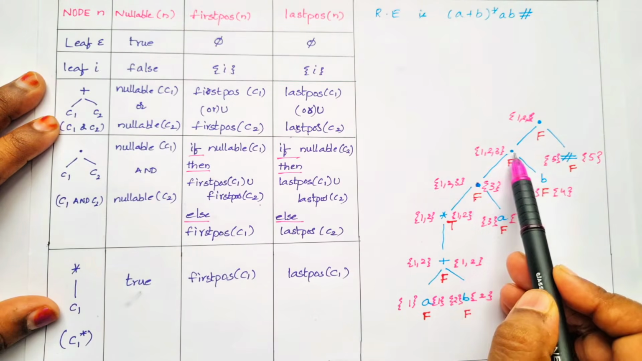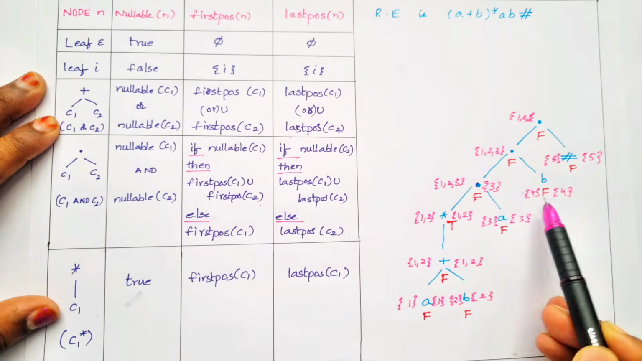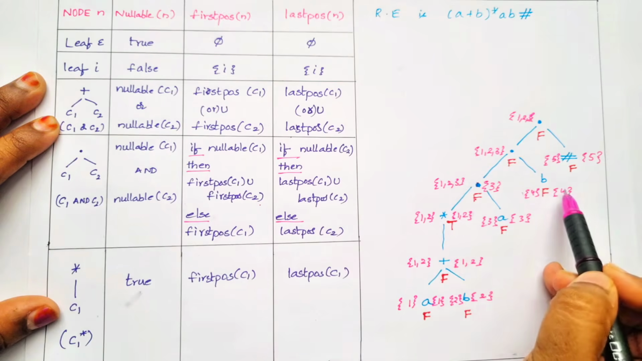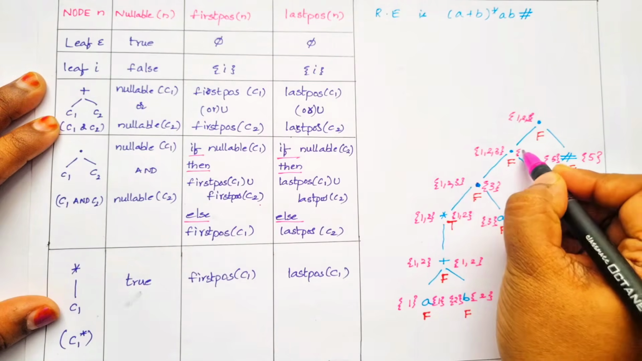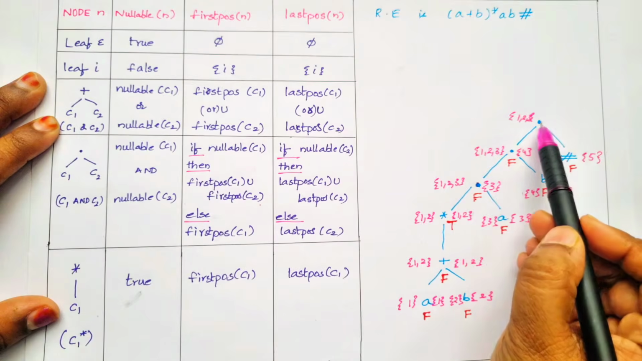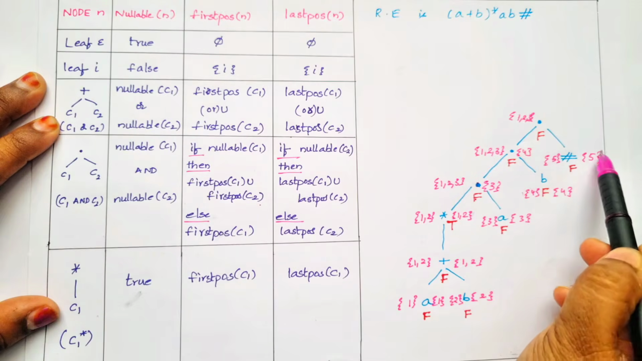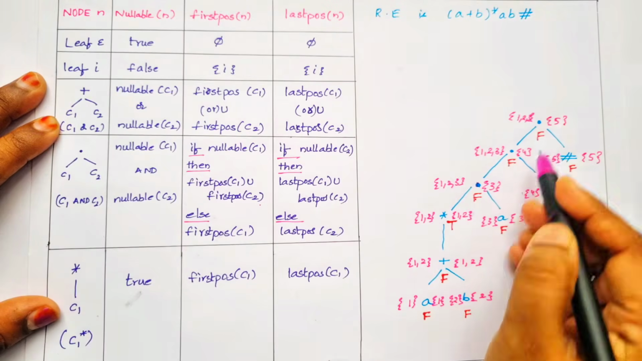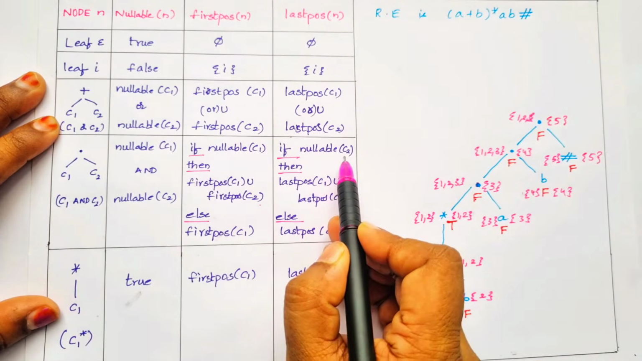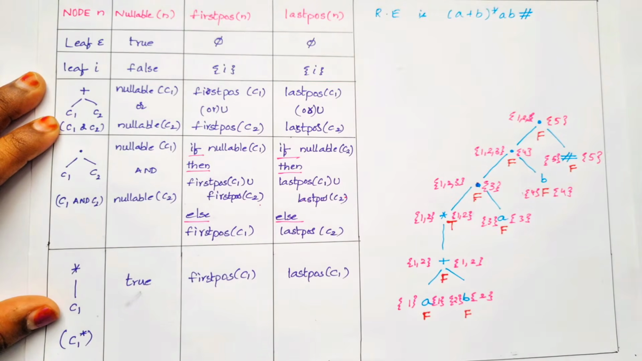Next, this dot. Again nullable of C2. What is nullable of C2? False. Again if it is false, go for else part and simply last position of C2 is copied to dot node. Next, this dot. What is nullable of C2? False again. Simply you have to note the last position of C2. If you are getting nullable of C2 as true, you have to go for this condition. This is how to find out last position for each node.